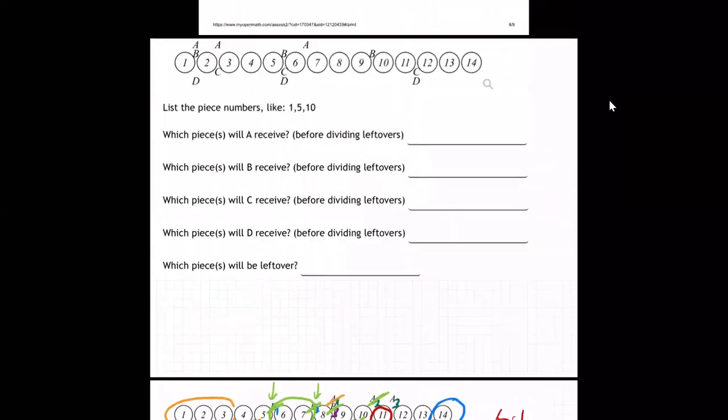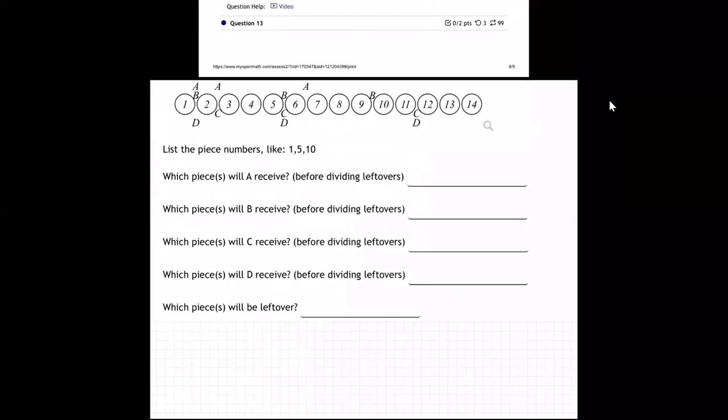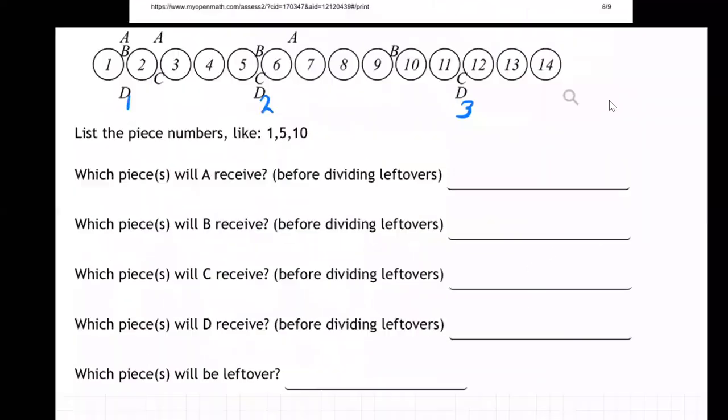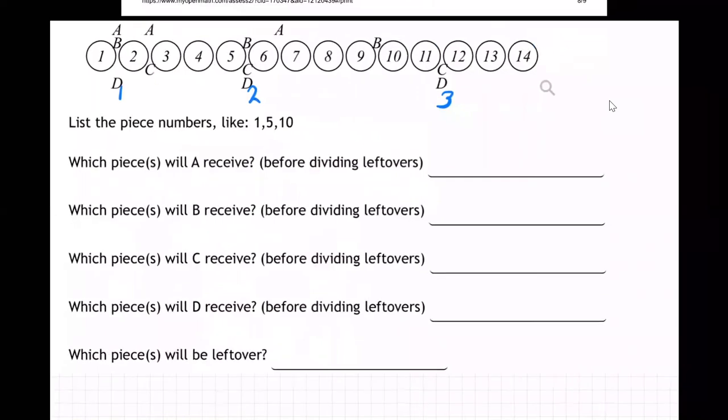So let me show you this example right here. On the first step, we're supposed to take the first number. This would be the D1, D2, D3. Let me fill this in real quick. Here's another example: C1, C2, C3, and B1, B2, B3, and A1, A2, A3.